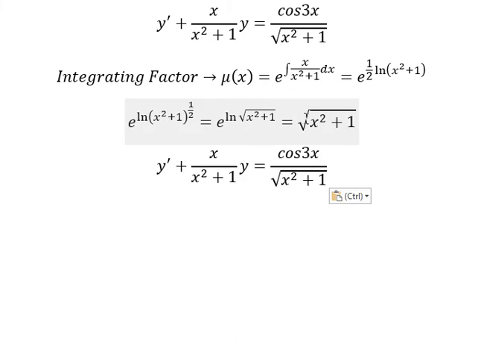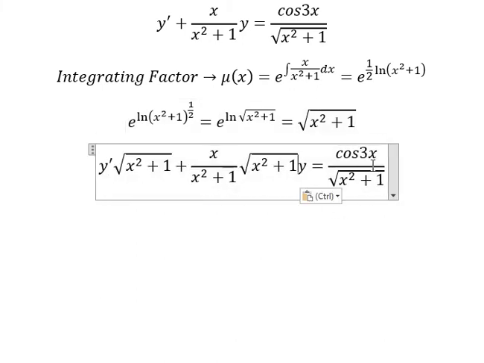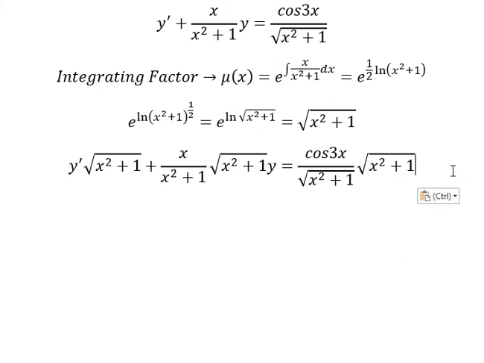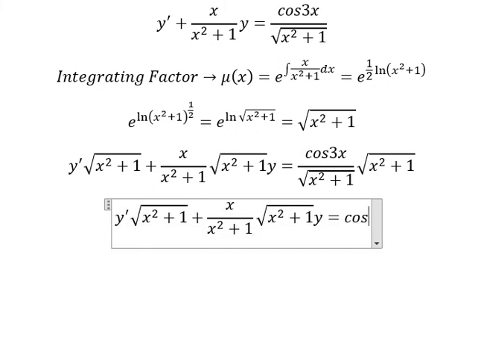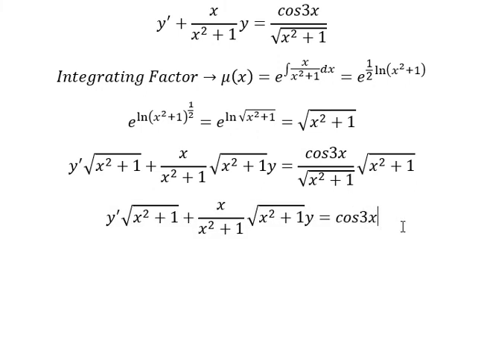So we multiply both sides by this one. So we simplify this one and you get cos 3x. Next, we put the integration for both sides.